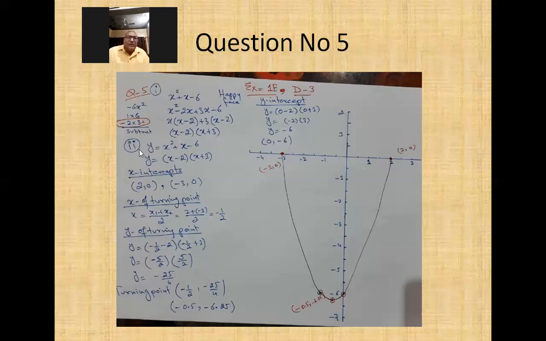Now, the second part is y is equal to x squared plus x minus 6, and they want you to draw or sketch its graph.